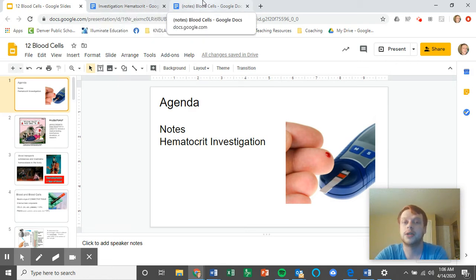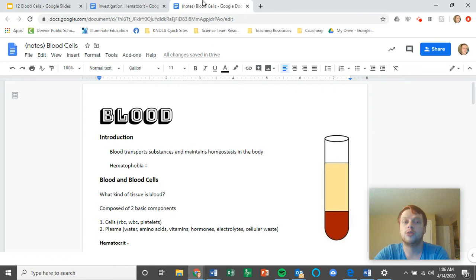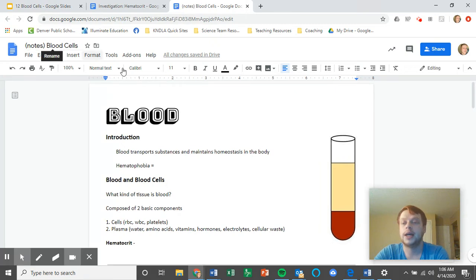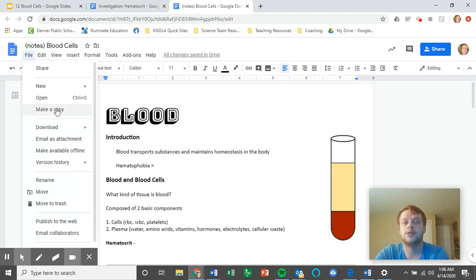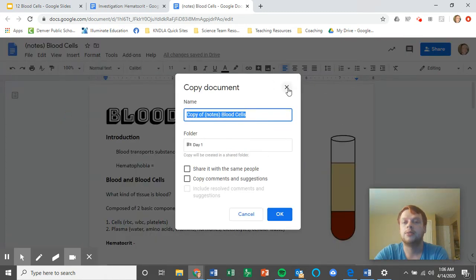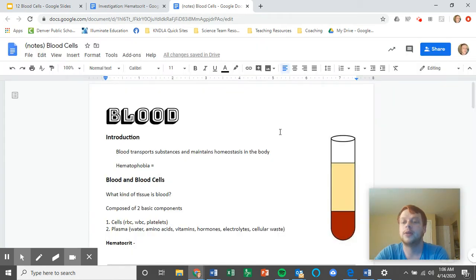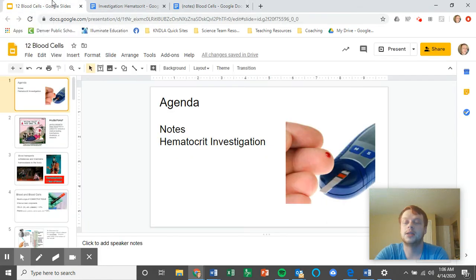So first thing you're going to want to do is open up this note sheet. It will be attached in Google Classroom, and make a copy. So you just hit File, then you're going to go to Make a Copy right here. And you'll make your own copy of the notes. That way you can type as you go through. What I suggest then is that you split screen between the notes and the slides so that you can get everything that you need.